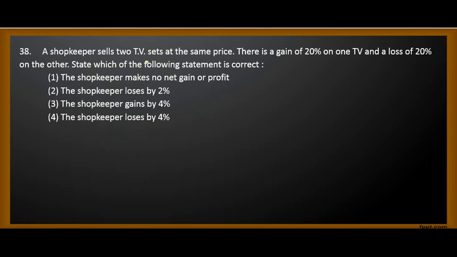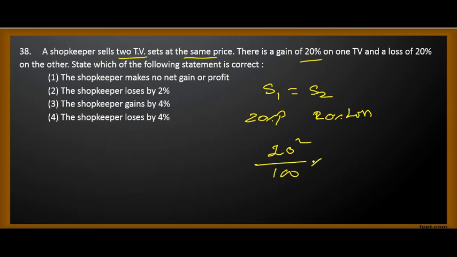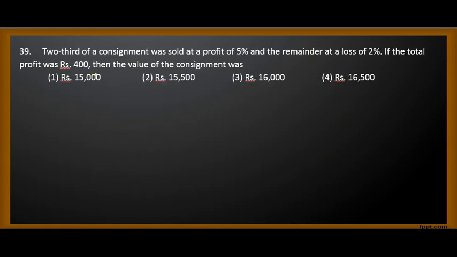A shopkeeper sells 2 TV sets at the same price. There is a gain of 20% on one TV and loss of 20% on the other TV. Which of the following statements is correct? Similar. 2 TV sets, same price. So selling prices are same. S1 is equal to S2. On one item there is 20% profit and on another there is 20% loss. So the trader will incur 20 square by 100% loss, which is equal to 4. The shopkeeper loses by 4%. The option 4 is the answer.